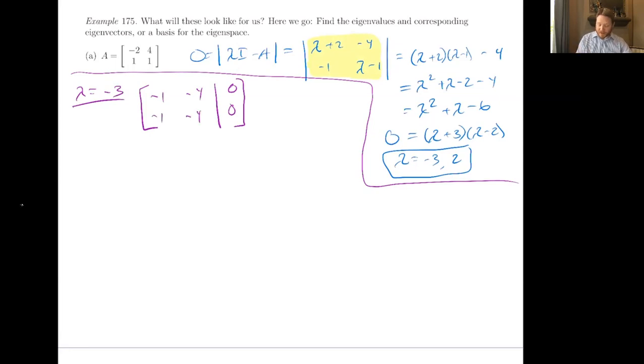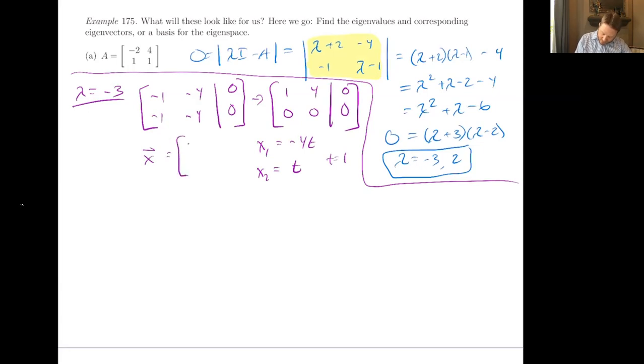Okay, like I said, these are going to row reduce very easily. That bottom row just goes away, and multiply the top one by negative 1, and I get 1, 4, 0, 0, 0. Which means that x2 is free, and x1 is negative 4t. Pick your favorite t. How about t is 1? And I get the eigenvector is negative 4, 1. So I just did it. I got the eigenvalue and the corresponding eigenvector.